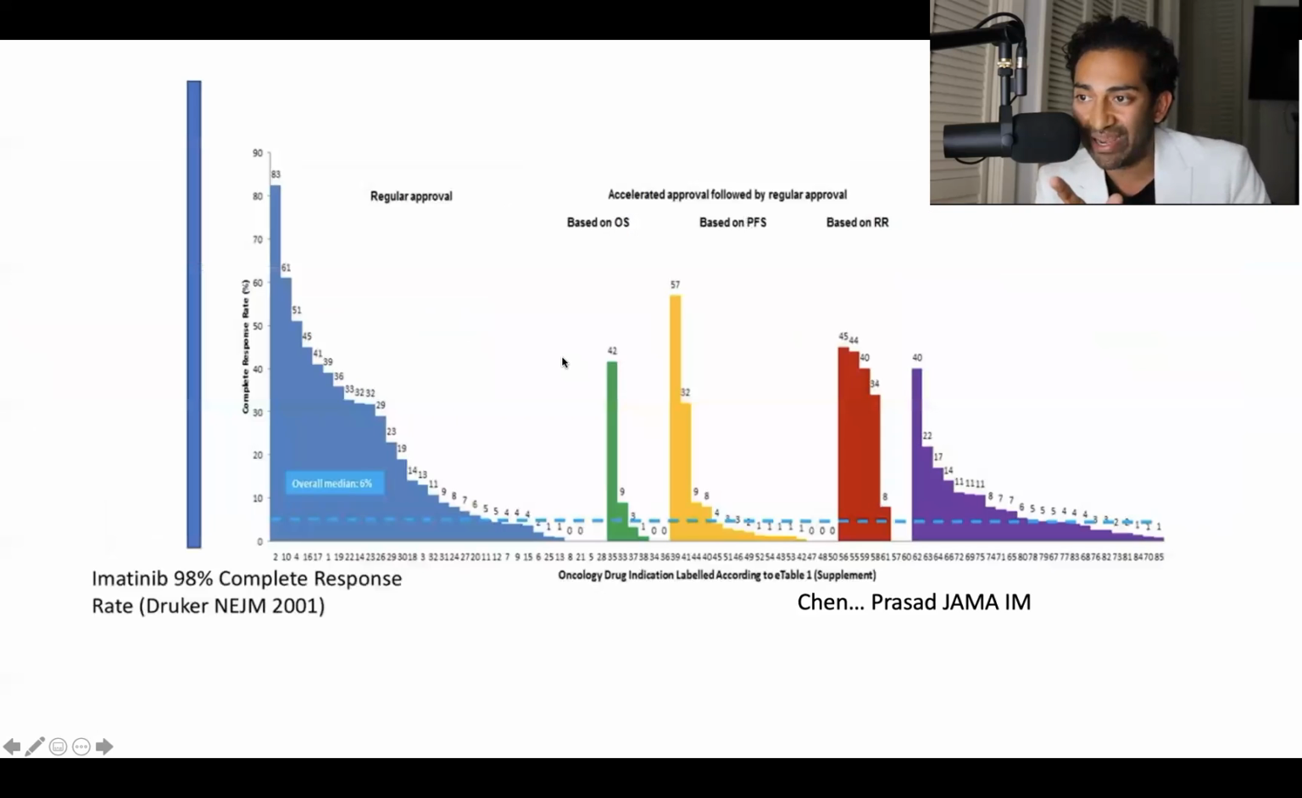Here's the CR rate graph. And I've plotted the phase 1 study of Imatinib just to put it all into context. Oh, I know why the other figure. It wasn't Imatinib in CML. It was Imatinib in a different malignancy, maybe GI stromal tumor, maybe something else, but it was still pretty high. This is Imatinib in CML. And these are the complete response rates in all the other tumor types that got approval based on response rate.